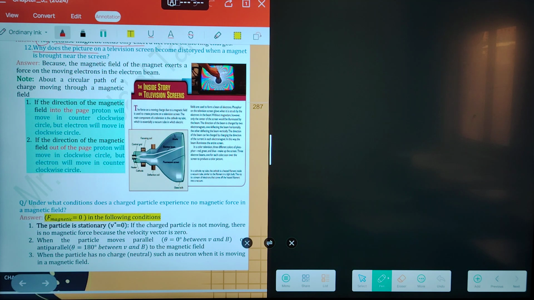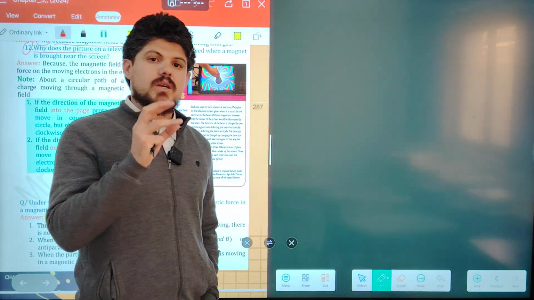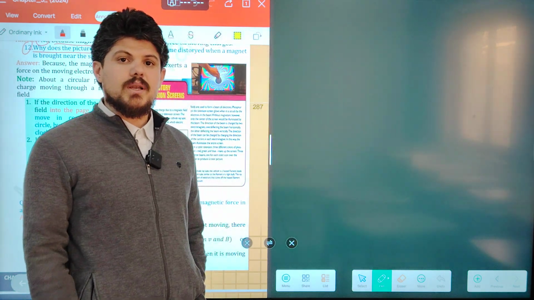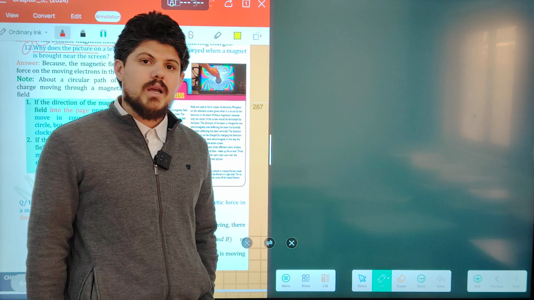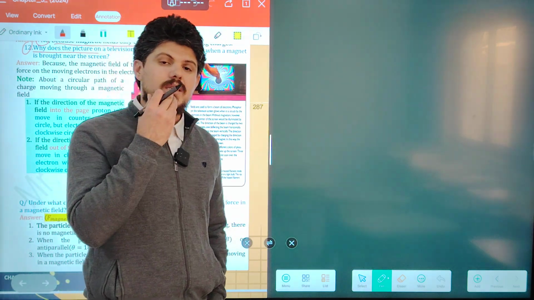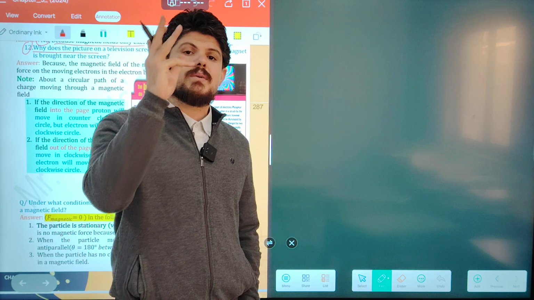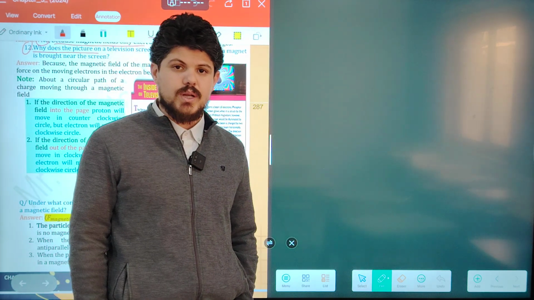Why does the picture on a television screen become destroyed when a magnet is brought near the screen? This is question 12. When you bring a magnet near the screen of the TV or a smart board, for example, the picture on the TV becomes destroyed. Why? Because when you bring the magnetic field near the surface of the screen, this magnetic field exerts a magnetic force on a charged particle when it's moving on the surface of the screen.